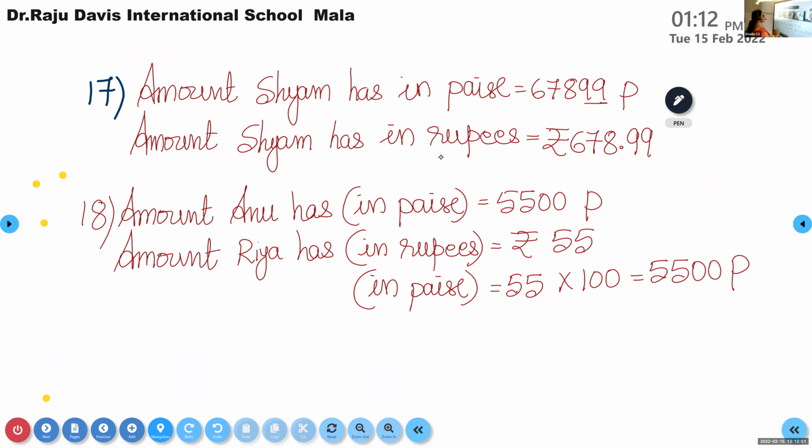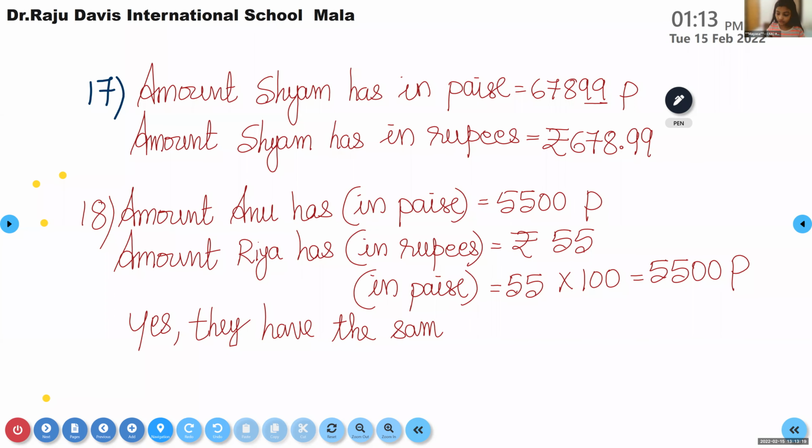Maya sir, whether they have the same amount? Yes, ma'am, they have. Yes, good. So they have the same amount of money. So the question is, do they have the same amount of money? So at last, you write yes. Put a comma, yes, and write they have the same.